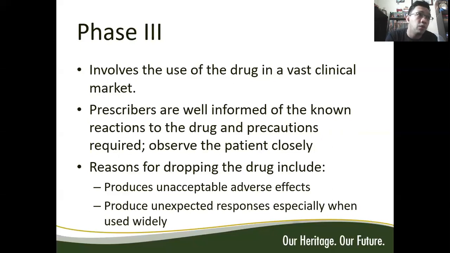It wasn't harmful to a limited amount of patients during phase 2, but since in phase 3, a large amount of patients are already being tested, and if they found out that the drug is harmful from some of the population that has been tested, they are going to pull it out.